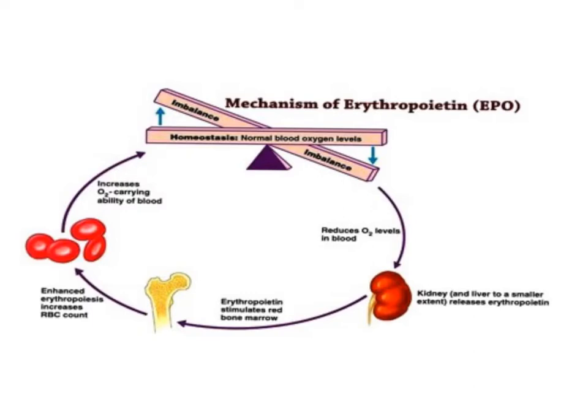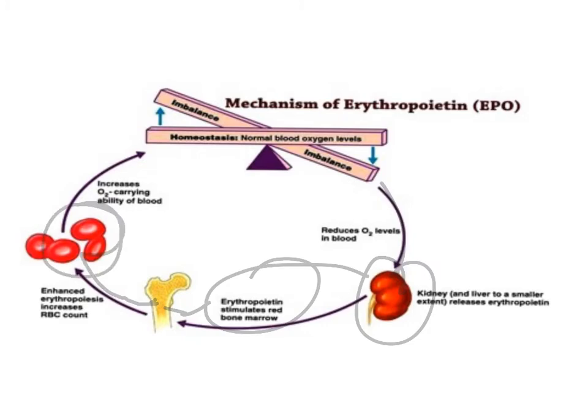The erythropoietin is then going to get to the bone marrow, and it stimulates your bone marrow to start erythropoiesis and increase the red blood cells circulating. So then you'll have more red blood cells to carry heme and oxygen and to circulate more oxygen to the body.